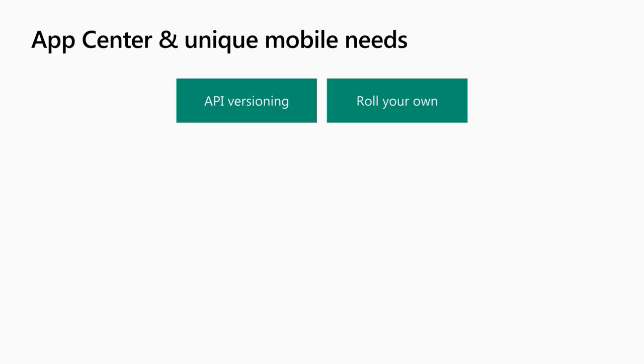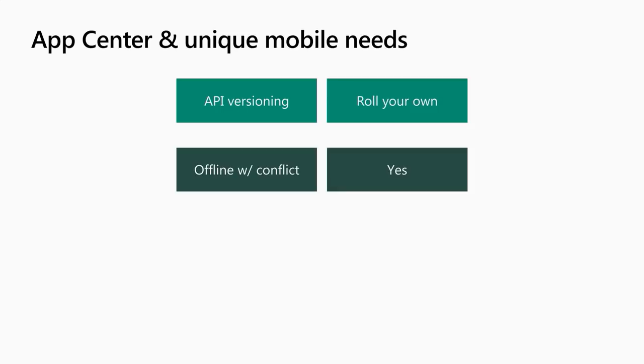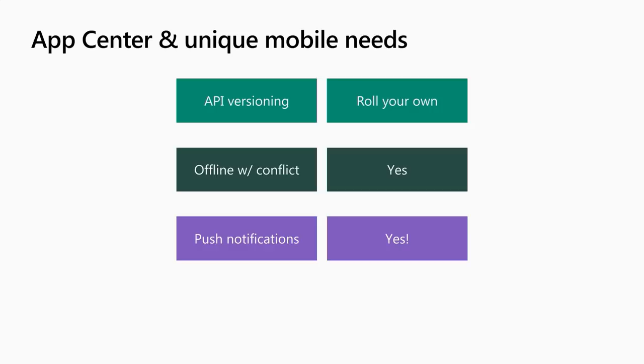So for App Center's unique mobile needs, you're still going to have to roll your own API versioning. API versioning is something you're going to have to do pretty much no matter what. It does, though, give you a nice way to handle offline with conflict. You're still going to have to figure out how you want to handle it, and by that I mean which one wins, whether it's the server one or the one that's on the client, or if you want to ask the user, but it's going to automatically tell you that there's one. You're not going to have to build that in.